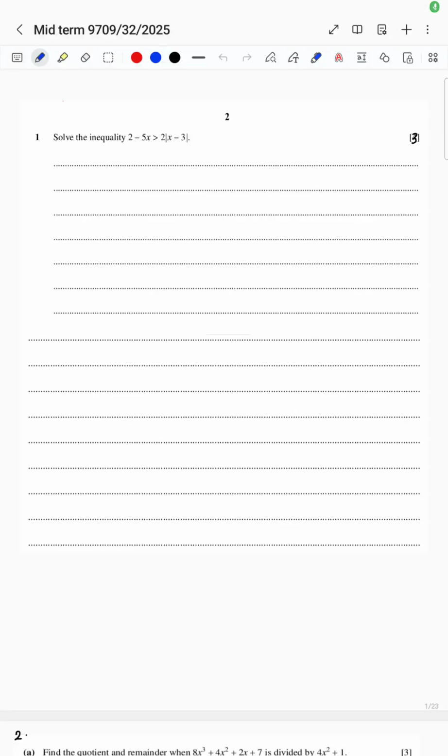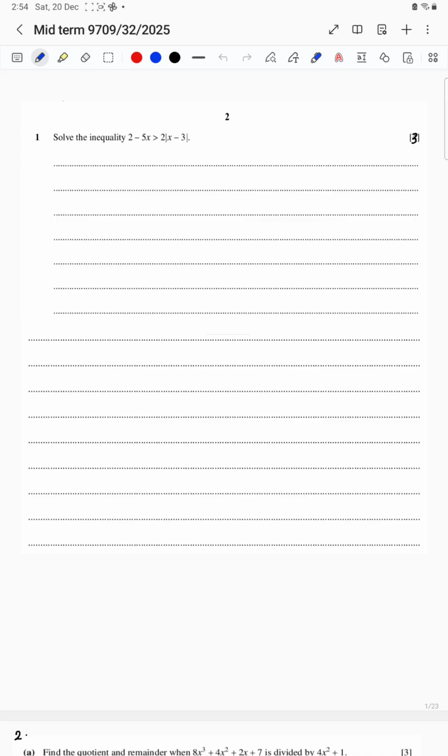Guys, I hope you all are good and doing well for the preparation of your upcoming exam, CIE's exam, May June 2026. Guys, this is the paper which you have just taken as a midterm, and here I'm going to discuss few things which I found most probably students got confused about that concept. Hopefully, you will enjoy this paper and learn a lot from your mistakes.